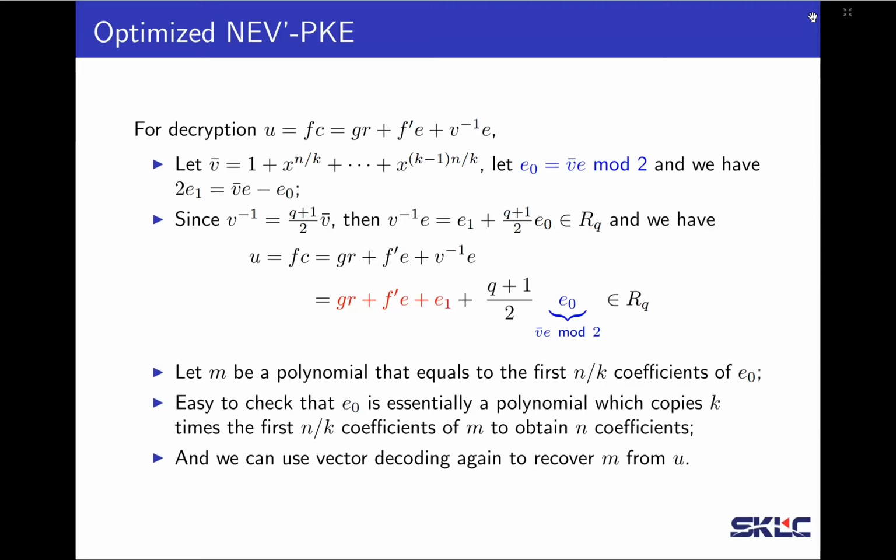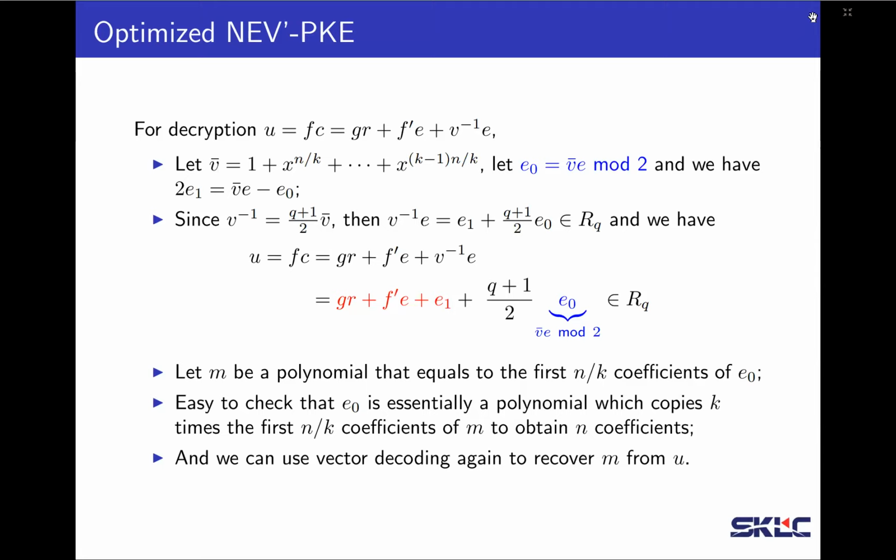For decryption, U equals to M times C, and we learn the V bar equals to 1 plus X, n over p to x to power p minus 1 times n over p. And we have e 0 equals to v 1 times d over 2. Then we will have 2 times d 1 equals to v 1 plus d minus d 0. This is a nice feature of v and v inverse. We can finally have that u equals to gr plus f prime times e plus d 1 plus q plus 1 over 2 times e 0, where e 0 is v 1 times d over 2.